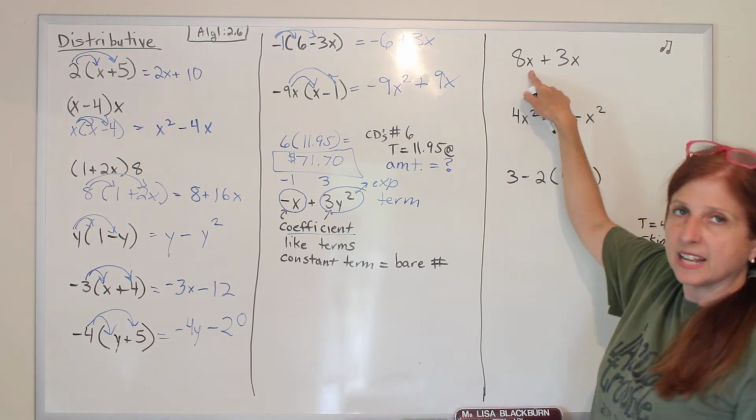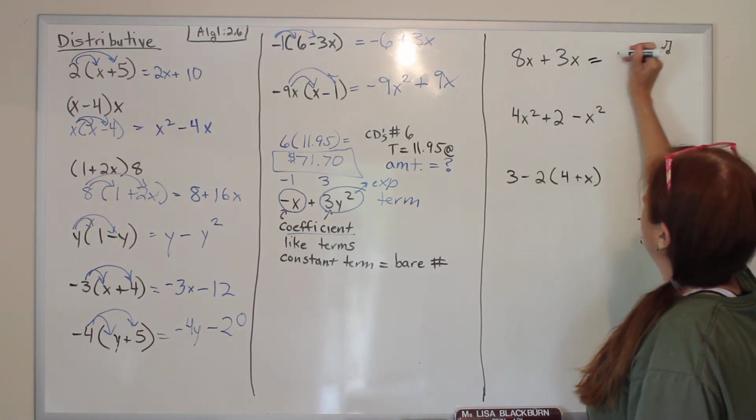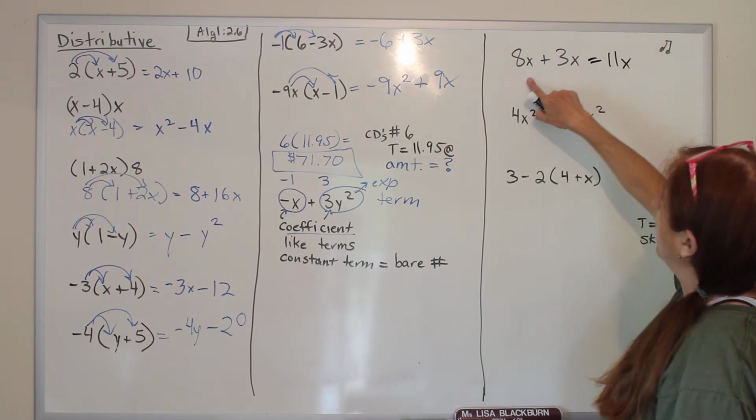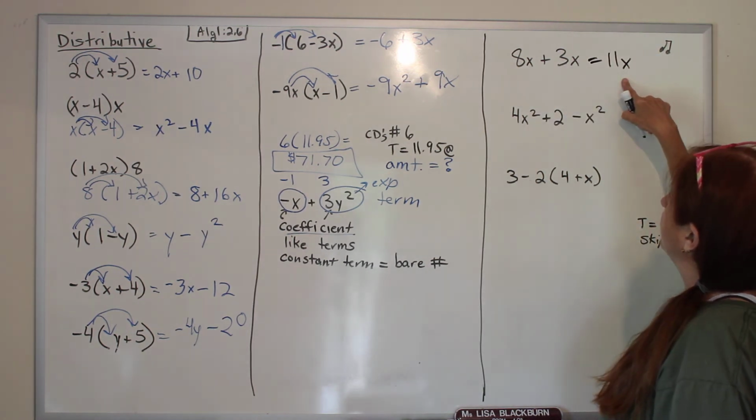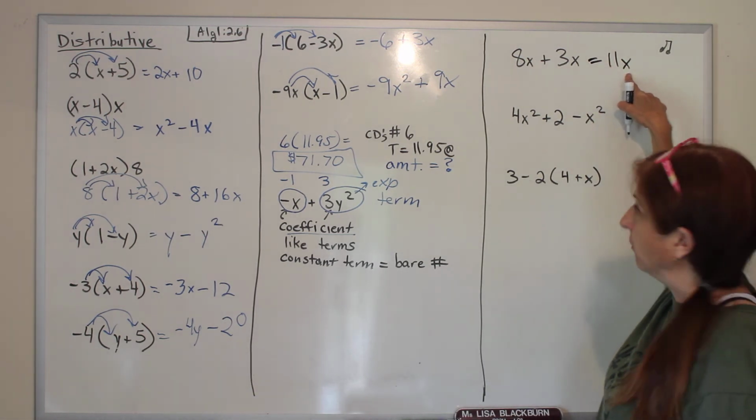Okay, so these x's are like units. 8 meters plus 3 meters is 11 meters. So 8x plus 3x is 11x. You add up the numbers and just write the letter down.